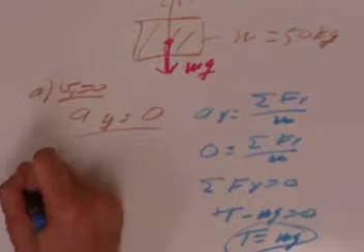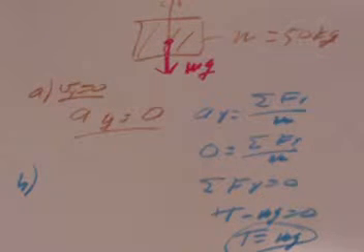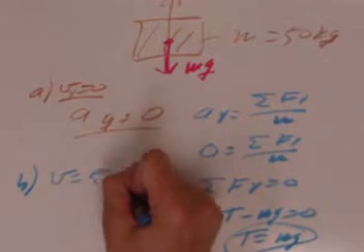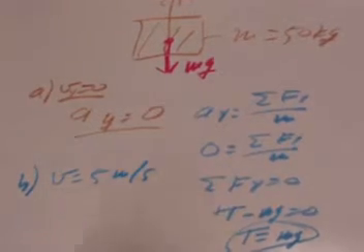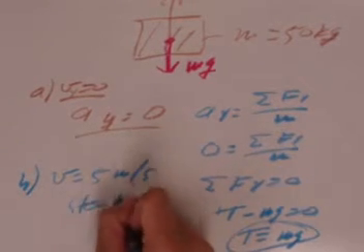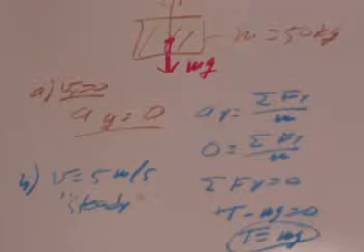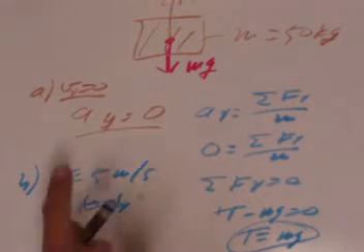In the next part of the problem, part B, they want to know what the tension would have to be to maintain the box moving up at a steady 5 meters per second. Steady is a key word in these problems. Steady implies this 5 is always going to be the same number. It's not going to change. So this is very much like part A.